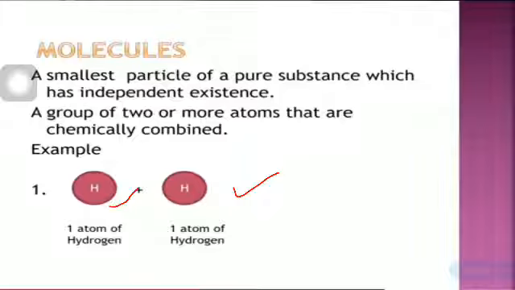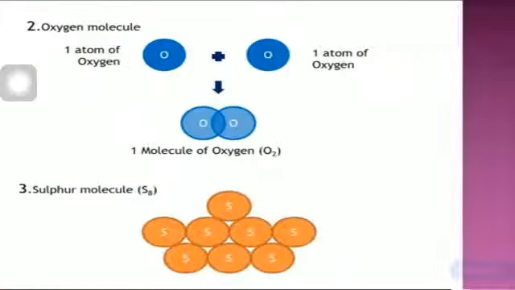For example, in case of hydrogen, two atoms of hydrogen combine to form a single molecule of hydrogen named as H2. Similarly, in case of oxygen, two atoms of oxygen combine together to form a single molecule of oxygen named as O2. Next, the sulfur molecule. As you can see in the diagram, 8 atoms of sulfur combine together to make a single molecule that is known as S8, or the sulfur molecule.